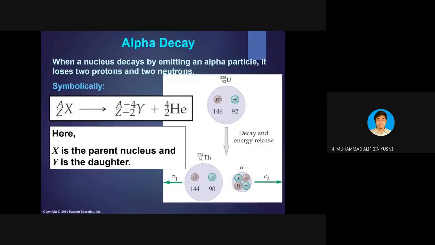For alpha decay, when a nucleus decays by emitting an alpha particle, it loses two protons and two neutrons. For example, here you have uranium-238-92. So the element is X with 238 and 92, then minus 4 for A and minus 2 for Z, and you get Y. What are X and Y? X is what we call the parent nucleus, and Y is the daughter nucleus.